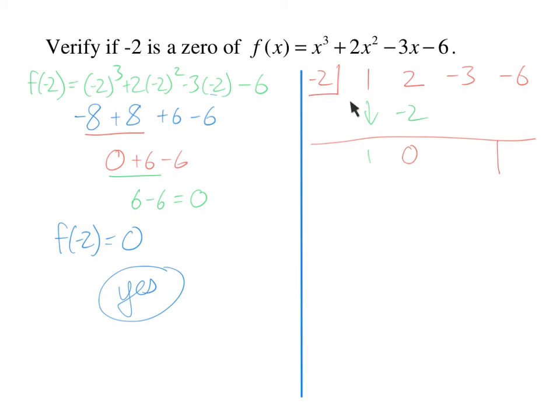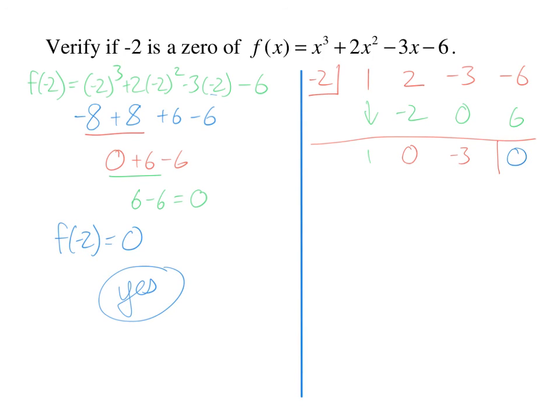Now, I go negative 2 times that. So negative 2 times 0 is 0, and we're going to stick it right here. And then I add down. So negative 3 plus nothing is negative 3. Okay, now I take the negative 2 here and multiply by the negative 3. Negative 2 times negative 3 is positive 6, and we place it right here. And then, like before, aren't we always adding down? Yep. Negative 6 plus 6 is 0.